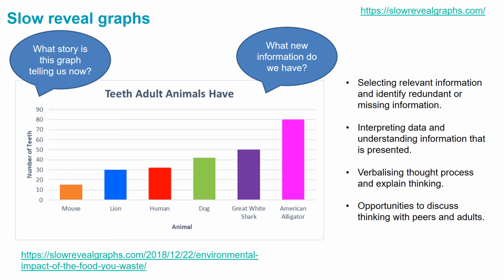This approach could be used at different levels with data that is appropriate to the level the learners are working at. The last link gives a link to a graph about food waste, and it can link nicely to other areas of the curriculum. All of the graphs that are on slowrevealgraphs.com are American, so please do use them with caution. You can make up your own quite quickly using the graph tool on Excel.